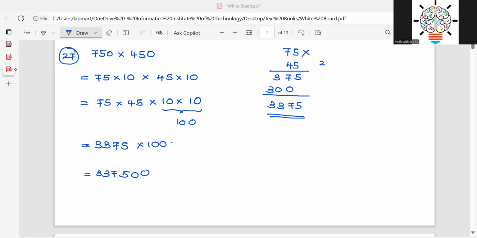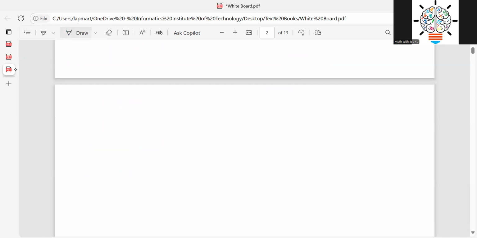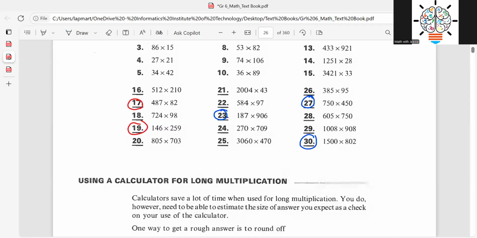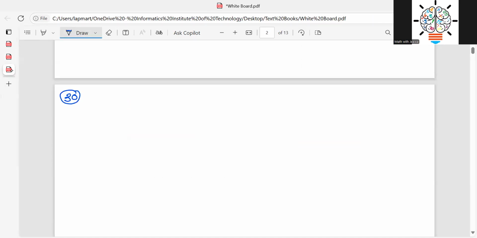So then we will move to the 30th question, right? In the 30th question, what do we have? 1,500 multiplied by 802. I do the same thing here. 15 multiplied by 100 multiplied by 802. So then 15 multiplied by 802 multiplied by 100.